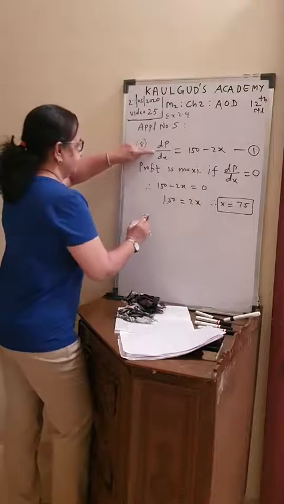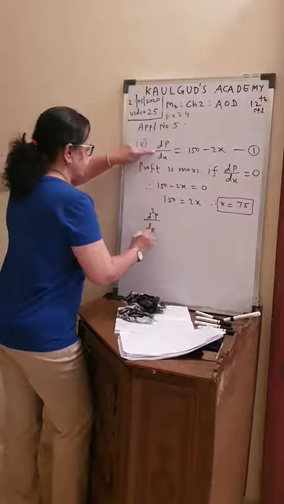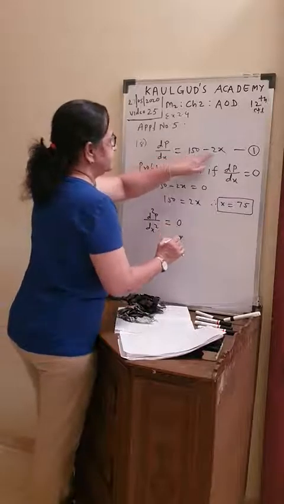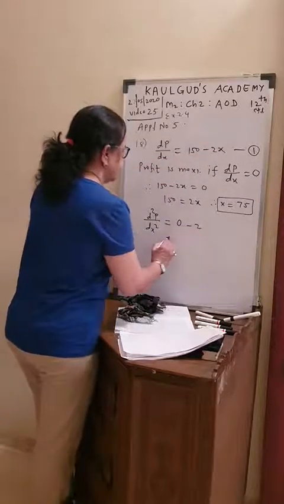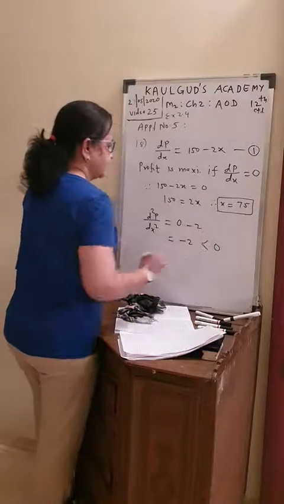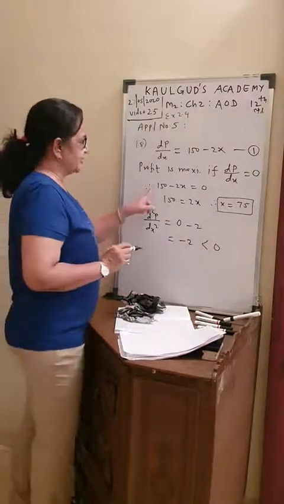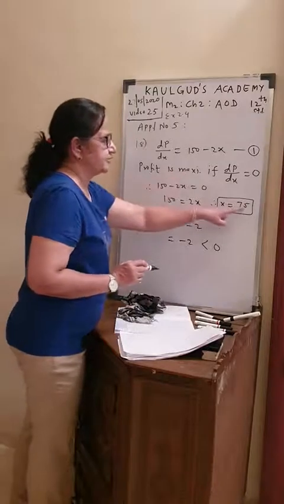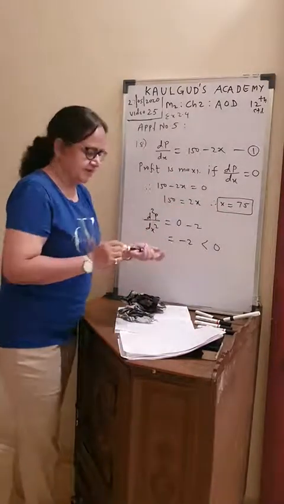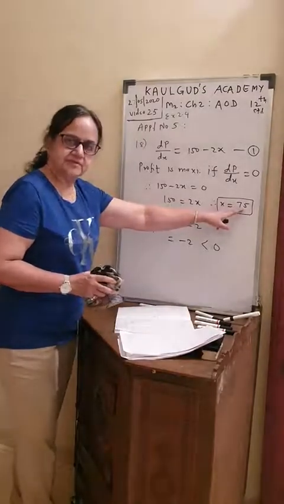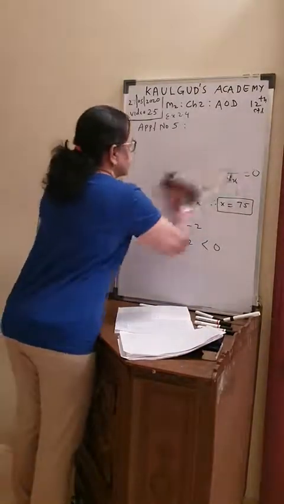Now what is the second derivative? d2p by dx square. Second derivative, 150 alone, derivative 0, minus 2 into 1, so minus 2. So it is negative. Second derivative negative is the condition for maximum. So profit is maximum when x equal to 75. So your answer: the company should manufacture 75 items so that it will get maximum profit.